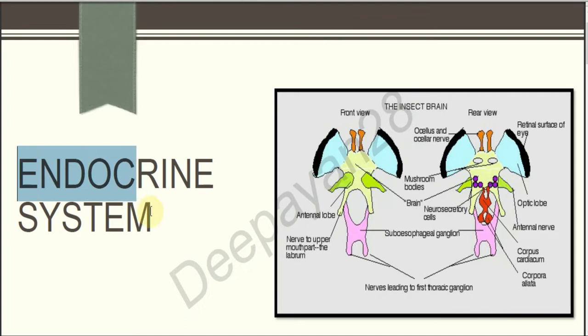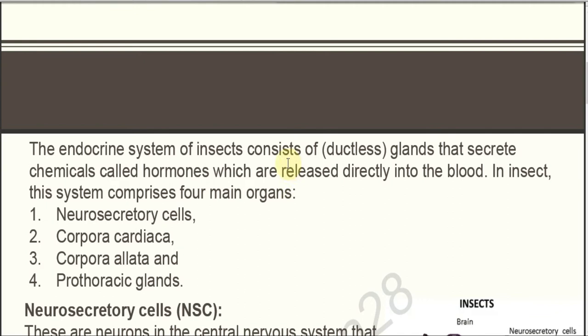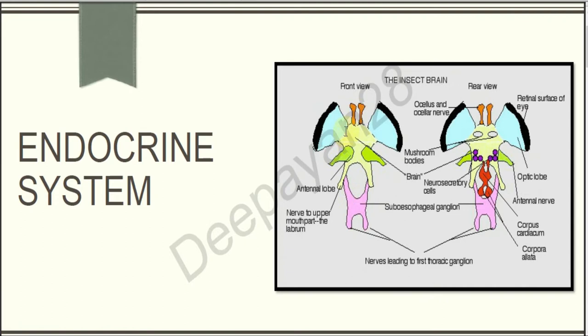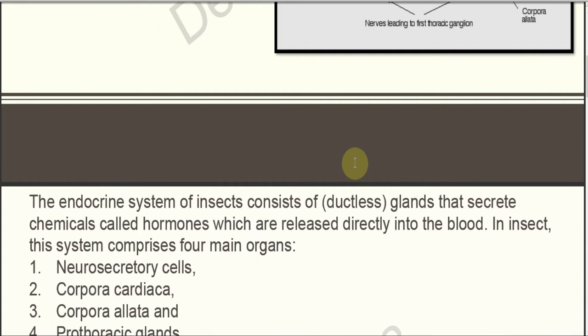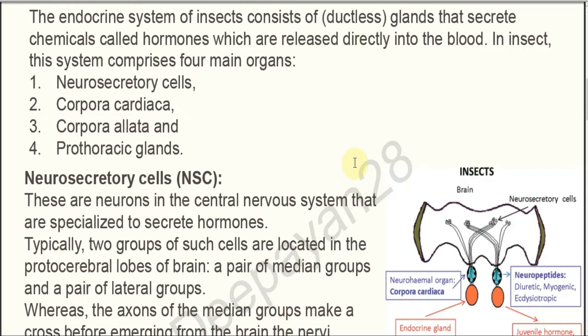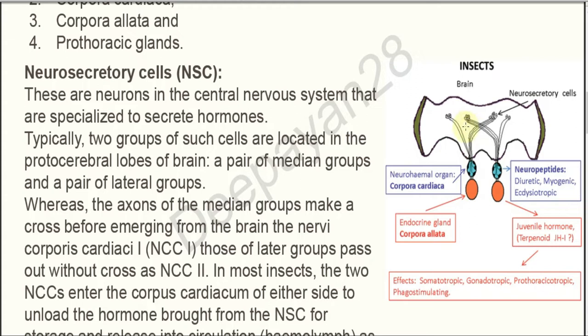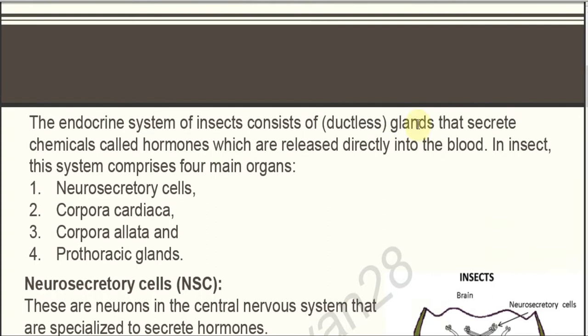So now coming to the endocrine system of an insect, which consists of ductless glands. That means no duct is there; they are interconnected with each other. Not like holocrine, where I told you columnar cells are arranged with a microvilli or honeycomb border and secrete the digestive enzyme. Not like that. You see in this picture also, no duct is there. Everything is interconnected and this will enter into the blood. That's why ductless, understood this point?